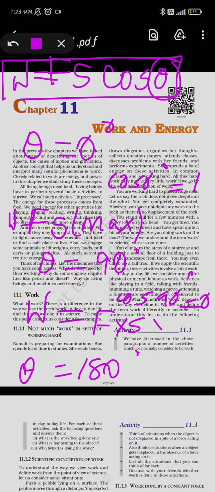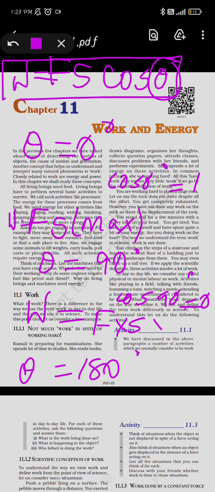So 0 degree is also similar, because 180 and 0 are the same but the directions are different. 180 means you are just in the opposite direction to the body which you want to move. So if a bottle is kept over there, your hand is not on that side, your legs are on that side, and if you want to displace that object perfectly, you cannot. So negative work will be done.